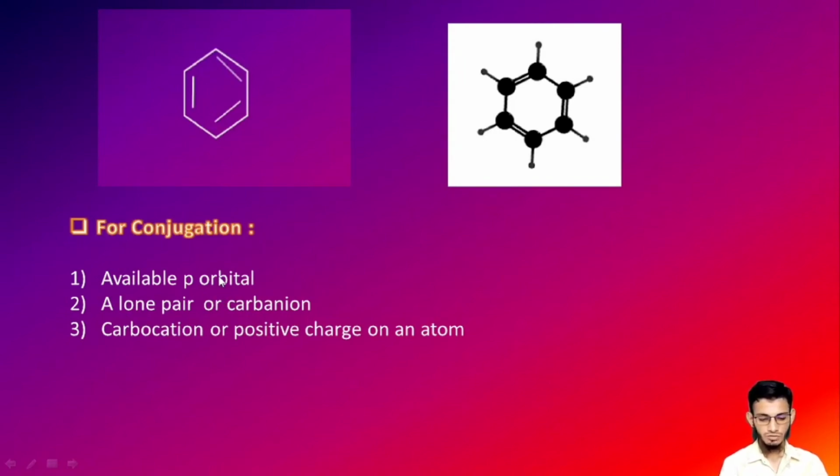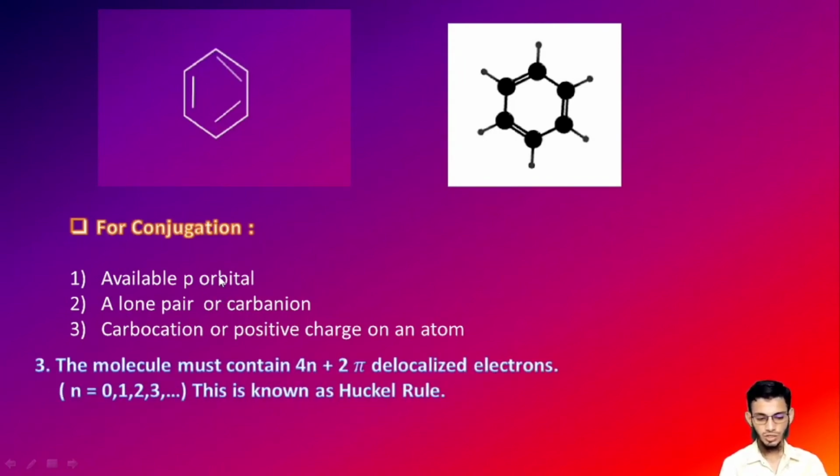But first we should understand what the third rule is. The third rule is that the molecule must contain 4n plus 2 pi delocalized electrons. Remember this thing, delocalized electrons. Where n is equal to 0, 1, 2, 3, integer values, this is known as Huckel's rule. An aromatic compound must follow this rule, so they will be aromatic.